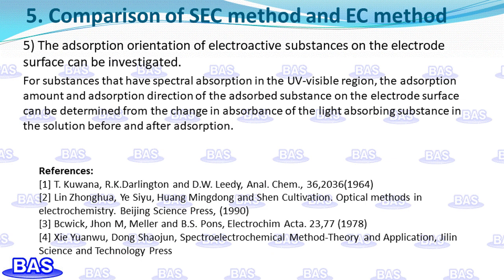Fifth, the adsorption orientation of electroactive substances on the electrode surface can be investigated. For substances that have spectral absorption in the UV visible region, the adsorption amount and adsorption direction of the adsorbed substance on the electrode surface can be determined from the change in absorbance of the light-absorbing substance in the solution before and after adsorption. In creating this material, we referred to the following references.